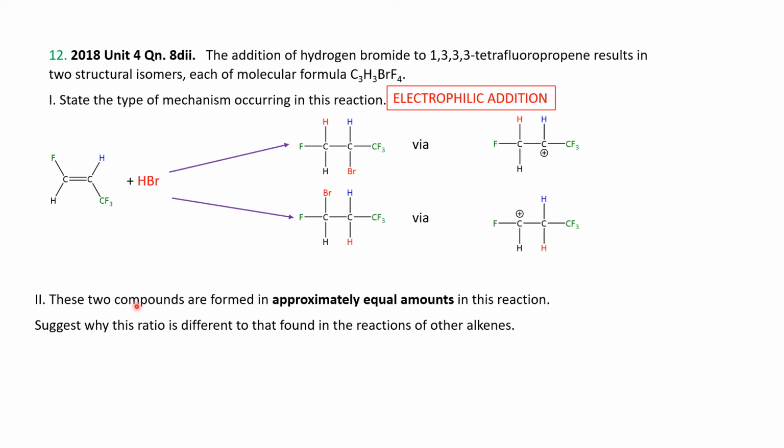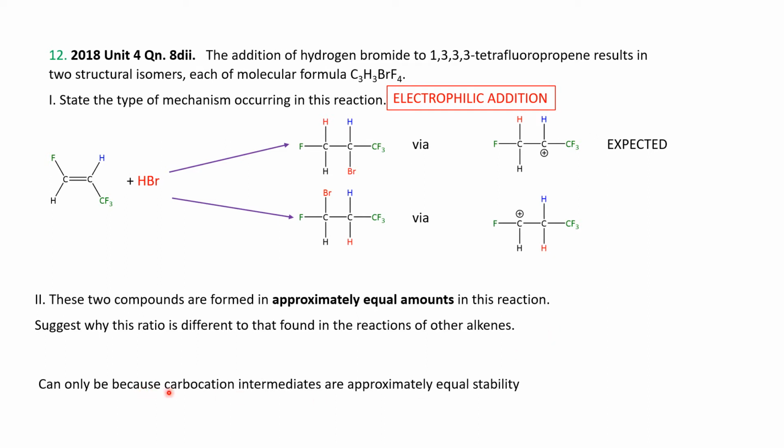Now, the 2 compounds are formed in approximately equal amounts in the reaction. You'd expect this one to be more, but they're both approximately equal. So why is this ratio different to that found in reaction of other alkenes? Well, the only way is because the carbocation intermediates are of approximately equal stability.